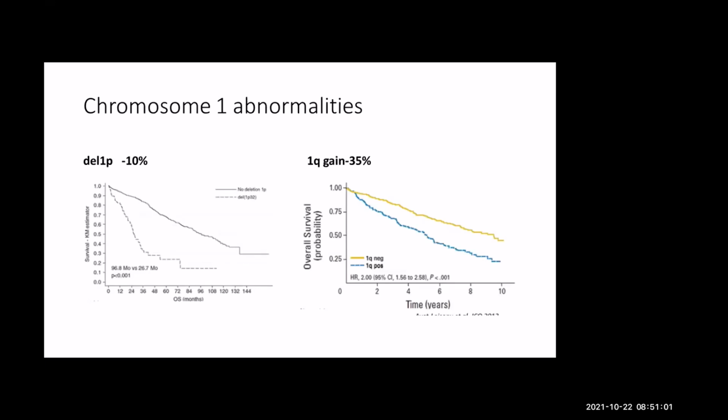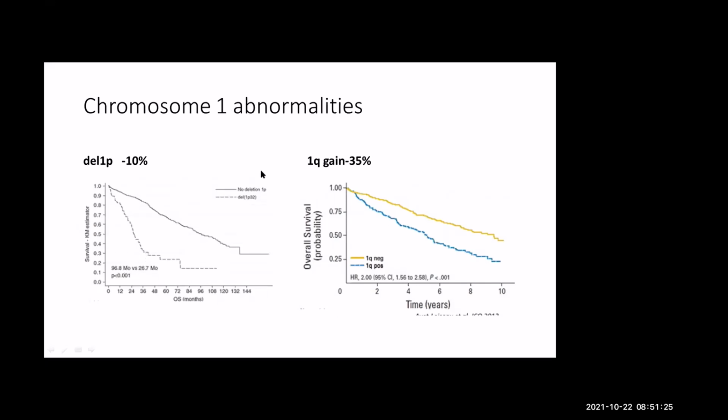Then some abnormalities can be acquired. So chromosome 1 abnormalities like deletion 1p, which is less common, less than 10% of the people over their disease course will show it positive, but it has a very bad prognostic impact. So once acquired, the PFS of these patients was less than 2 or 2.5 years. So this is rare, but really a bad prognostic abnormality.